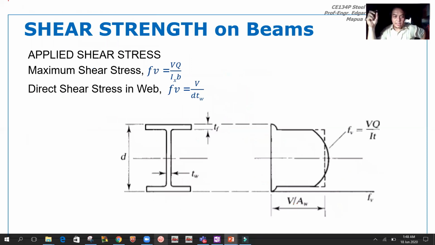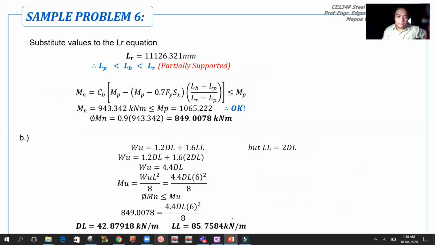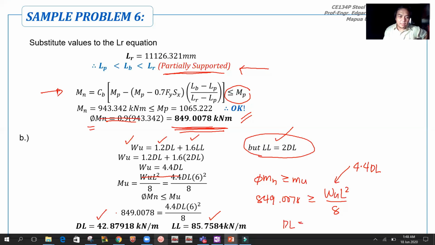Okay? So, the maximum live load would be 85. This one. And the maximum dead load would be 42. Pag tinanong kayo, what is the maximum total load? E di i-add mo lang yung service dead tsaka service live load. That would be the total load for this beam.